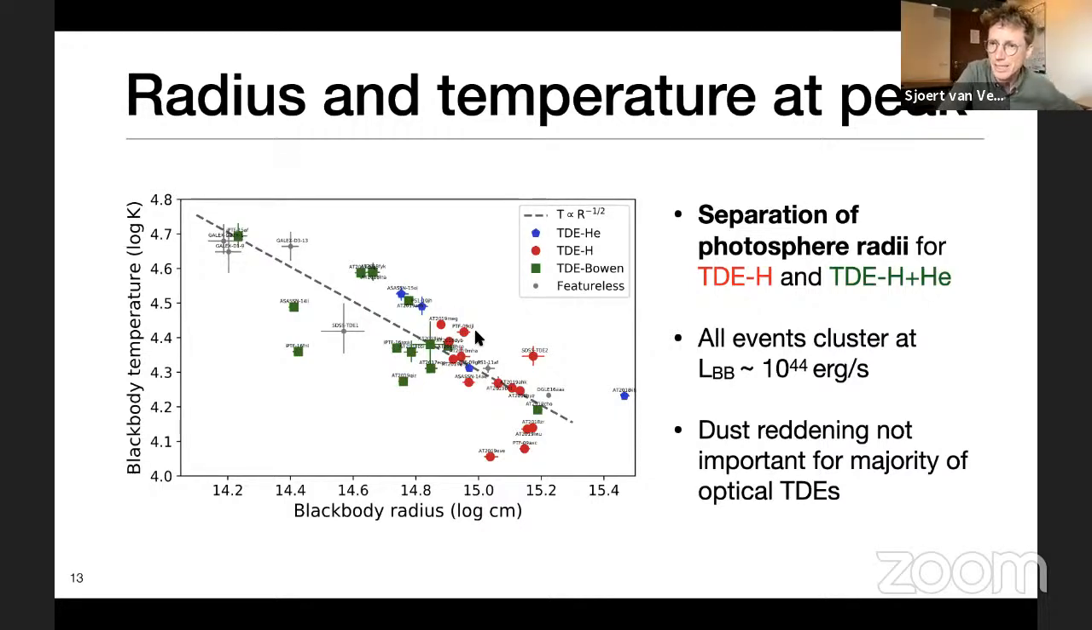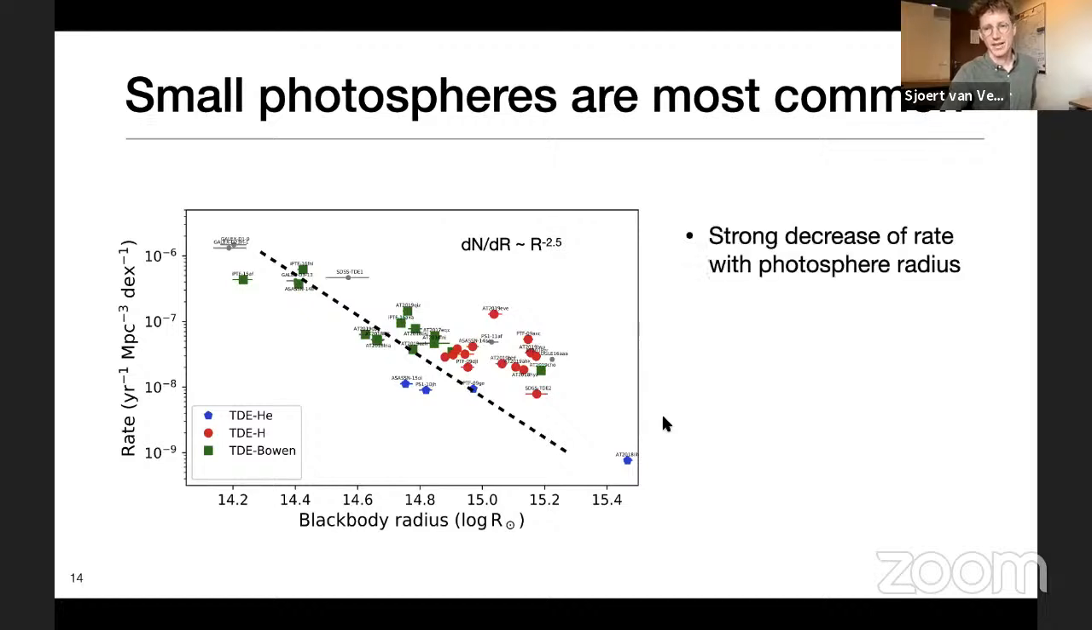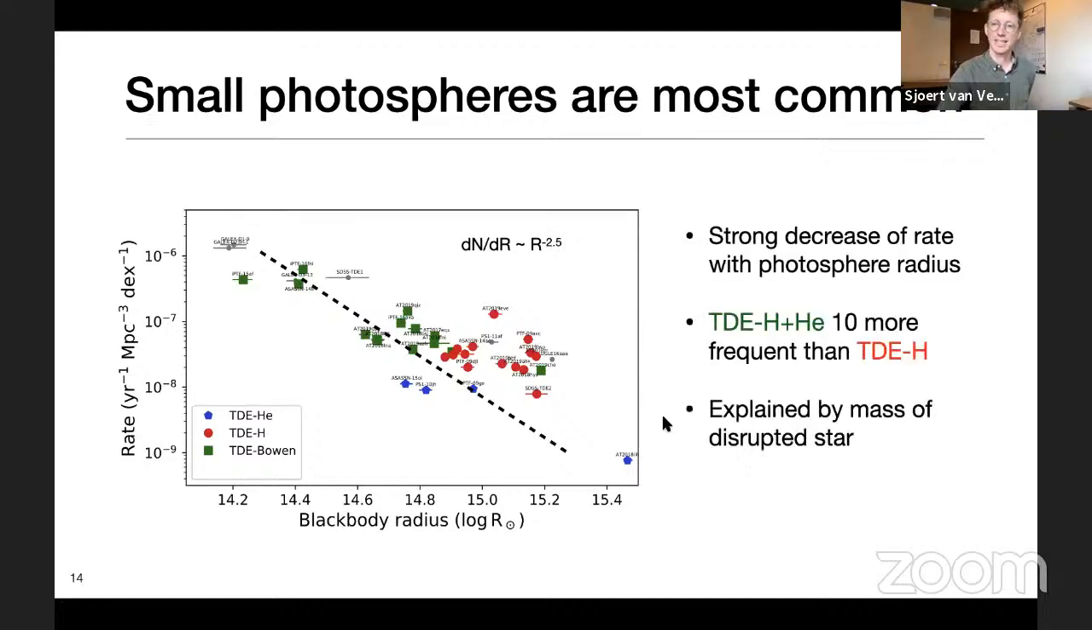And also all events have a similar total luminosity. So this dotted line here is simply the black body luminosity. And that means that dust reddening is not very important. Then these small photospheres are really the most common in our sample. So here, this is the rate as a function of radius. So the small black body radii are an order of magnitude more common in a volumetric sense. And perhaps we can explain this with the disruption of lower mass stars, which yield lower photospheres and therefore higher rates because lower mass stars are more common.